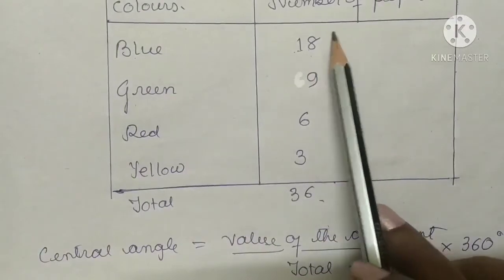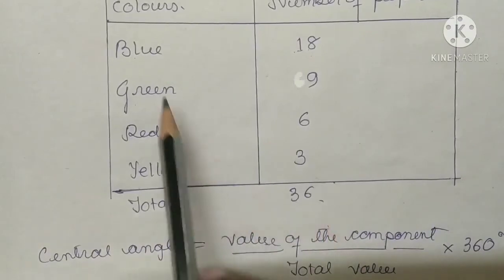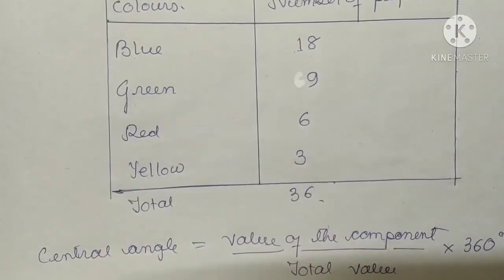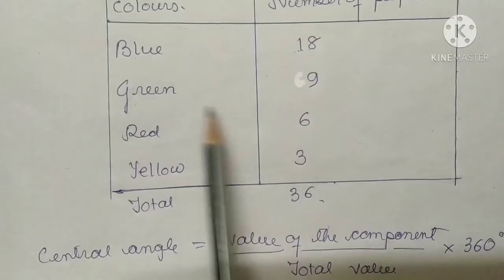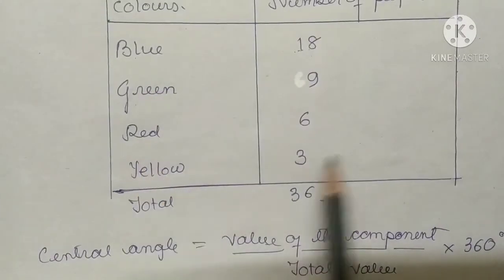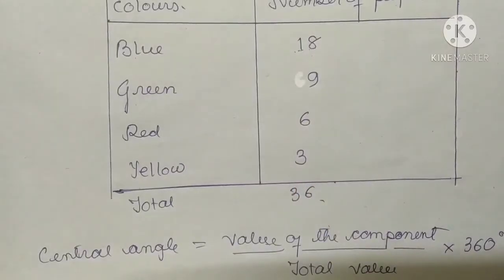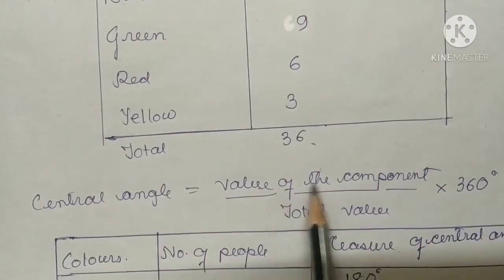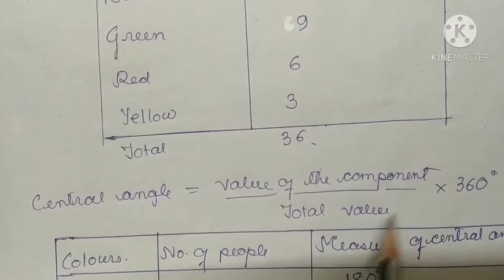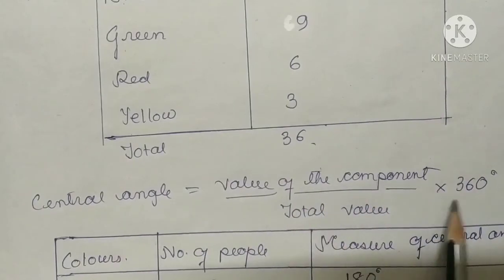18. So we need to find out what portion of the circle will be represented by blue. In order to understand that, we have to find out the central angle for each element. There are 4 elements here: blue, green, red, yellow. So for each element we have to find out the central angle. Now how to find the central angle? The formula for the central angle is value of the component divided by total value into 360 degrees. Got it? Value of the component by total value into 360 degrees.